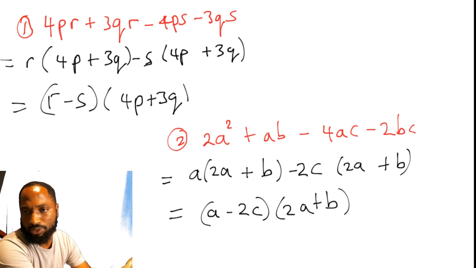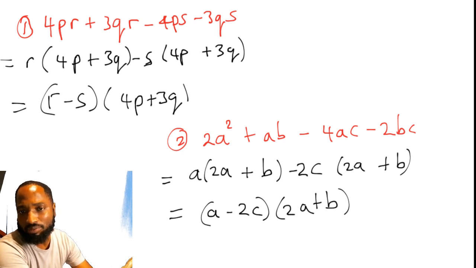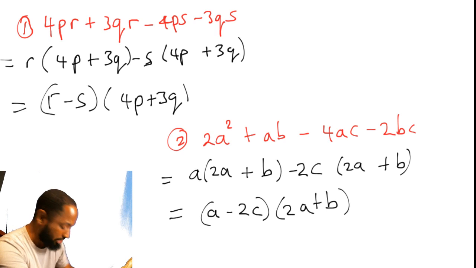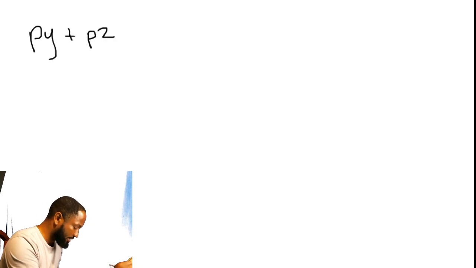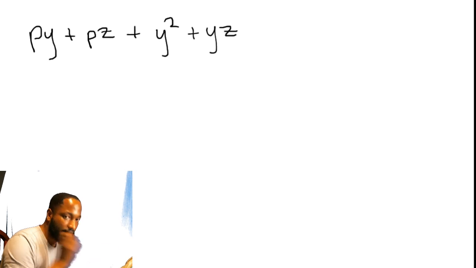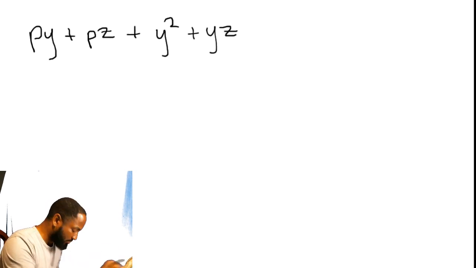So we had some problems there with the squared one. So I'll just do 2 more again. I was going to move on, but I'll do 2 more, to make sure people understand what to do if you see any indices. Let's try this: py plus pz, that's z, right? Plus y squared plus yz. Try that one, and then we try.